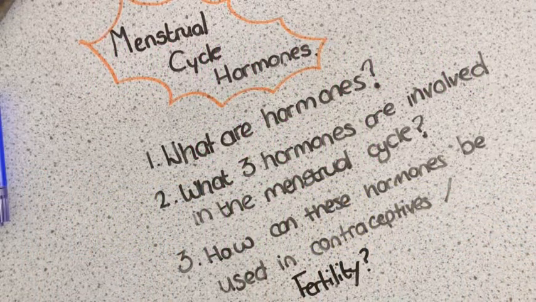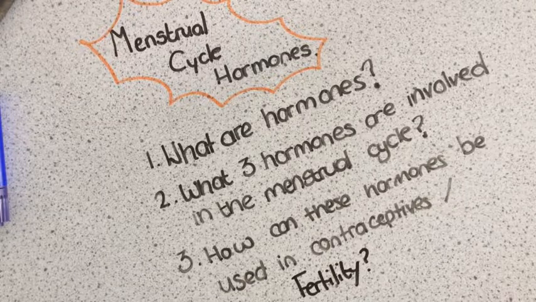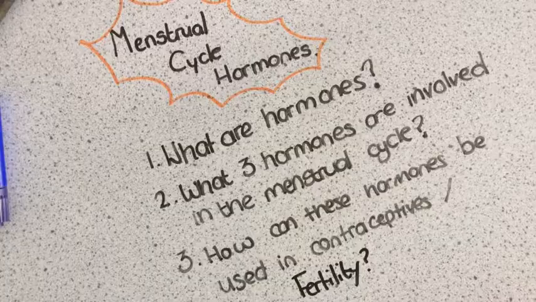Today we're going to talk to you about menstrual cycle hormones. We're going to talk about three things today. We're going to make sure that you know what hormones are, what the three hormones are that are involved in the menstrual cycle and how they all interlink together, and also how these hormones can be used artificially in both contraceptives and fertility.